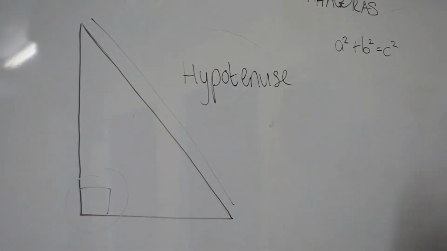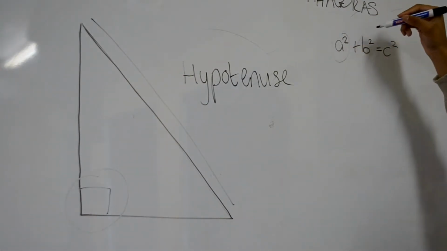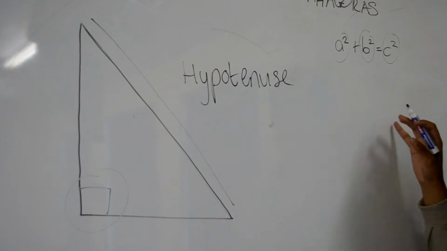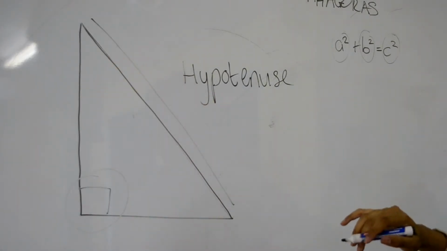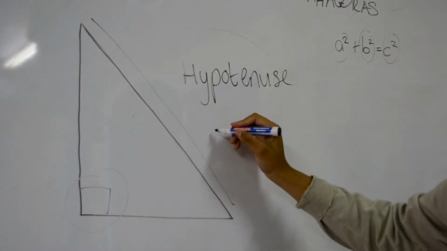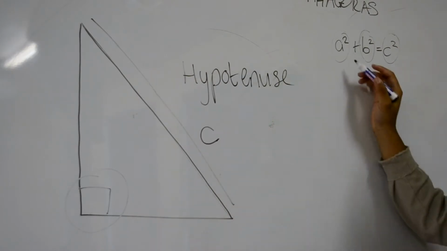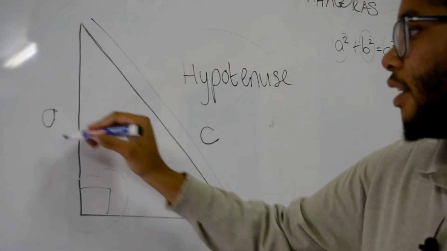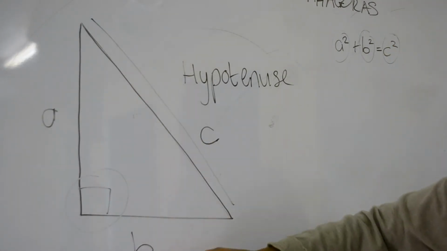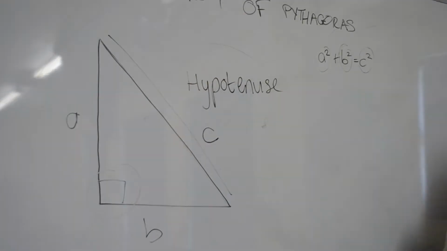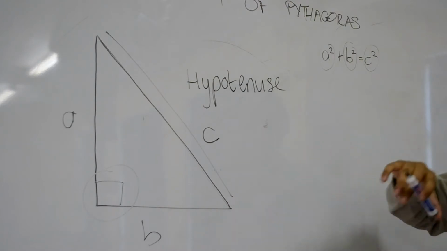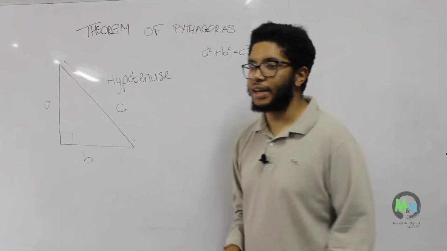Now the formula that we use to do that is a squared plus b squared is equal to c squared. Okay, and we attach each letter to one side on our triangle. So c will always be our hypotenuse, and a and b are interchangeable for our two other sides. So I'll have a there, b there, and c over there. Each letter represents the length of a particular side in our triangle.